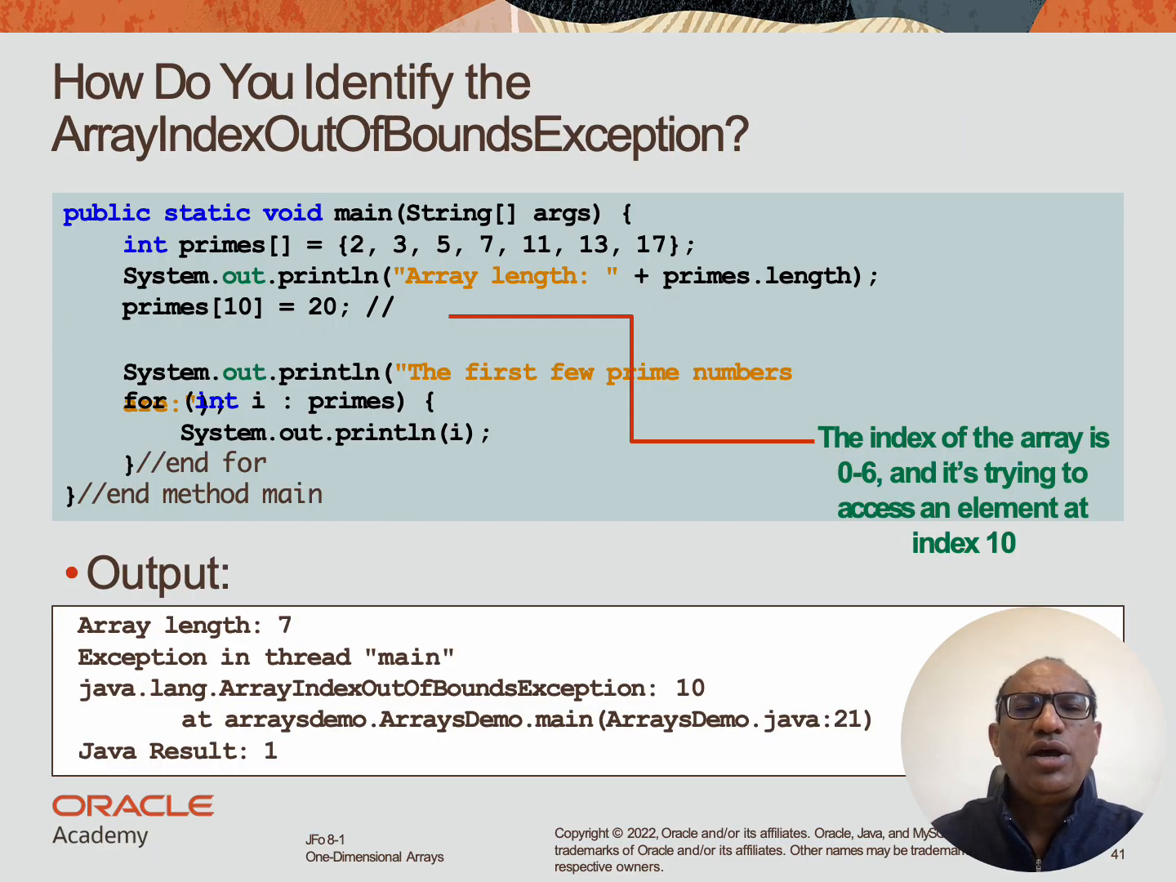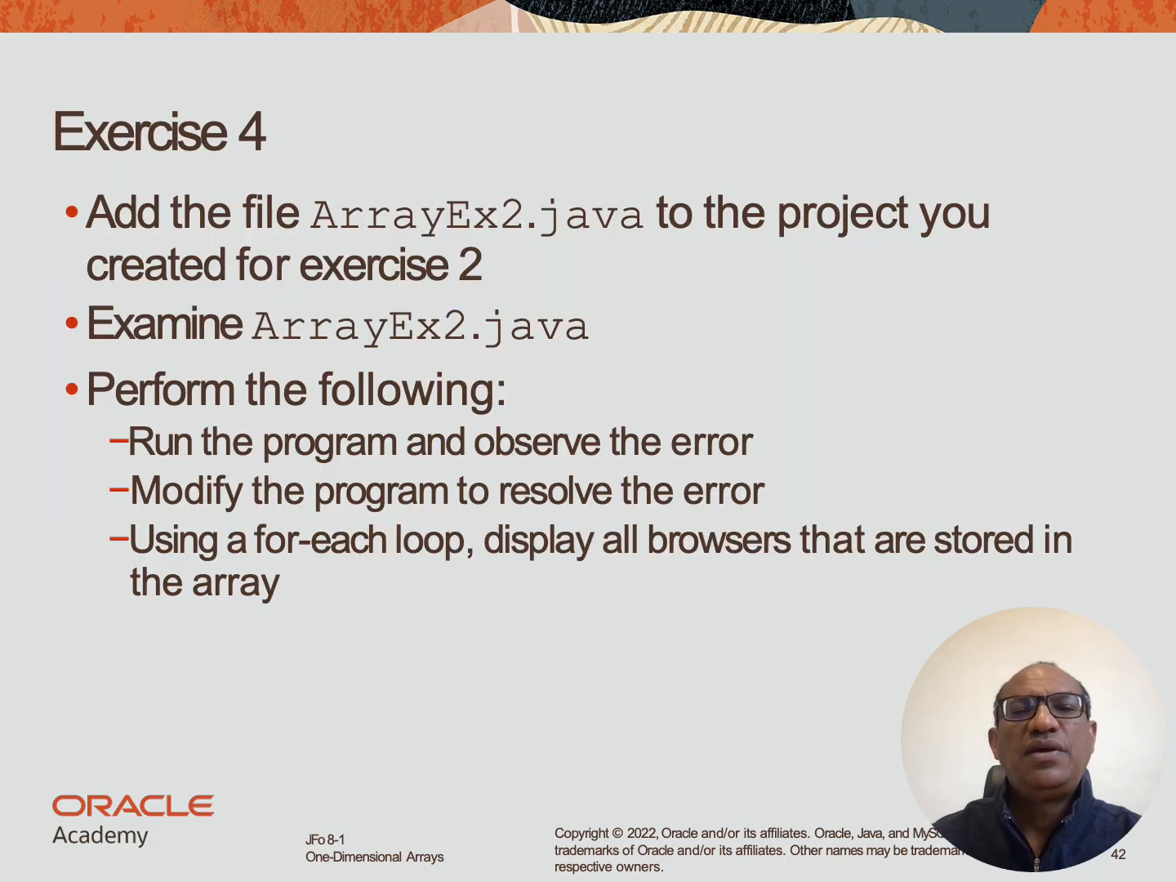In the example, we tried to modify an element at position 10, meaning the 11th element, whereas the array only has 7 elements. Therefore, the runtime environment crashes due to this error. In exercise 4, add ArrayX2.java to your project. Run it and observe the error. You'll likely hit that out of bounds exception. Fix the code and use a for each loop to display all elements in the array.